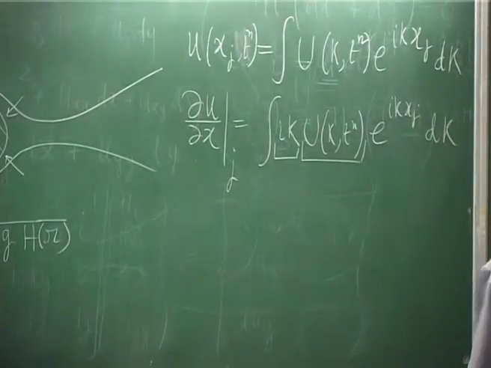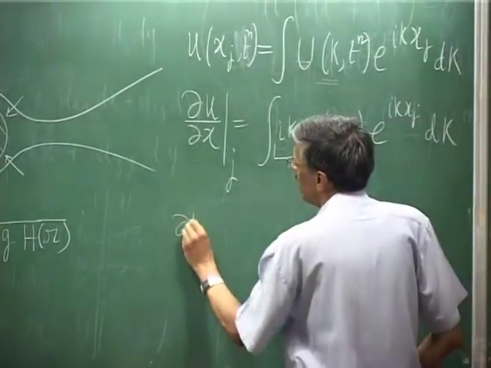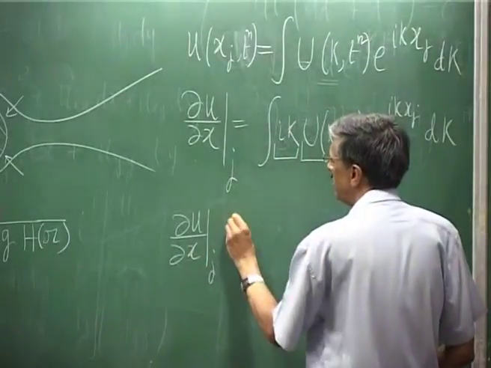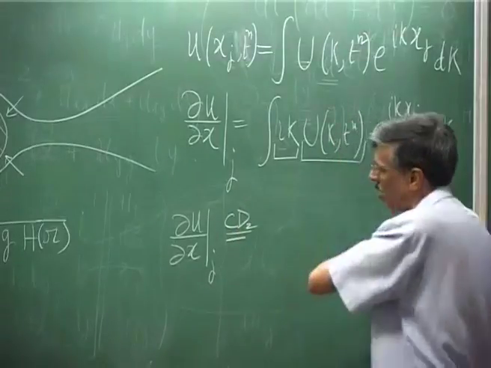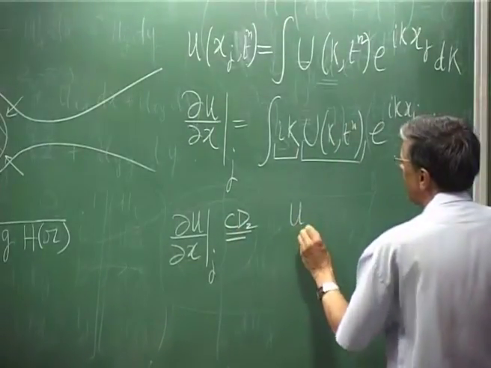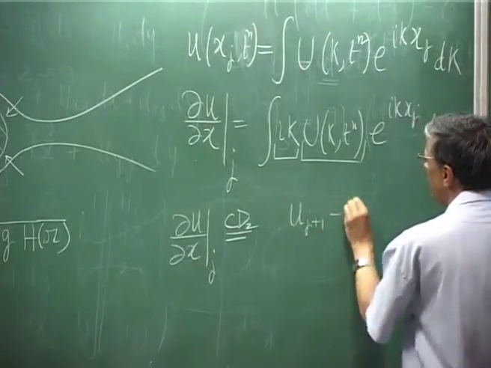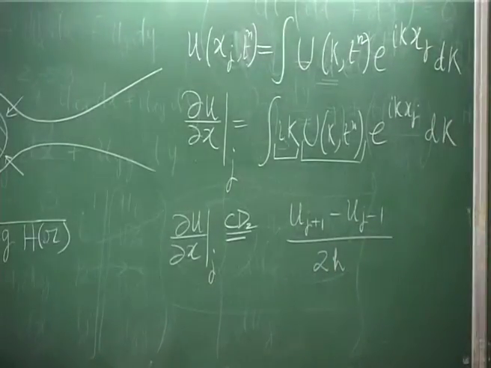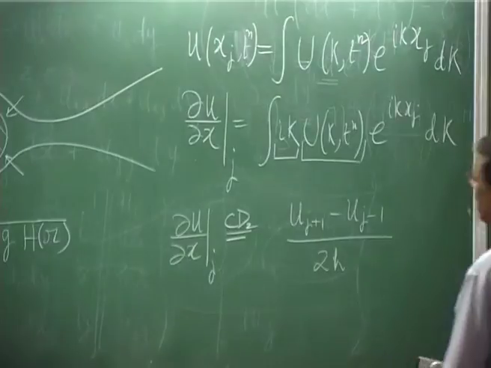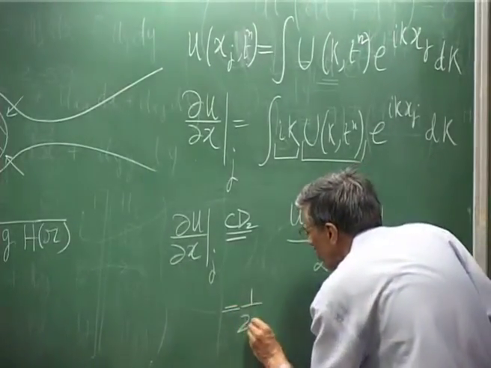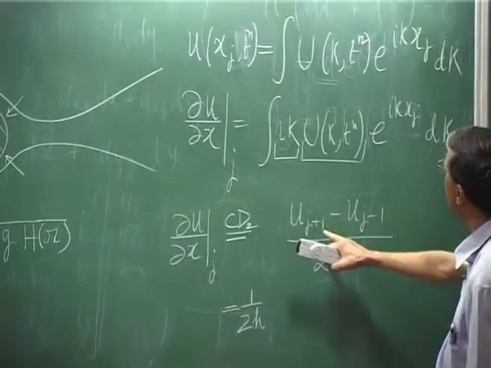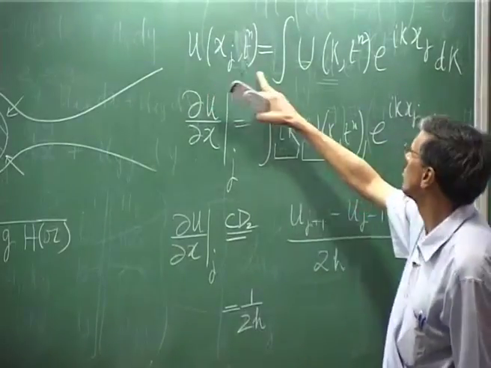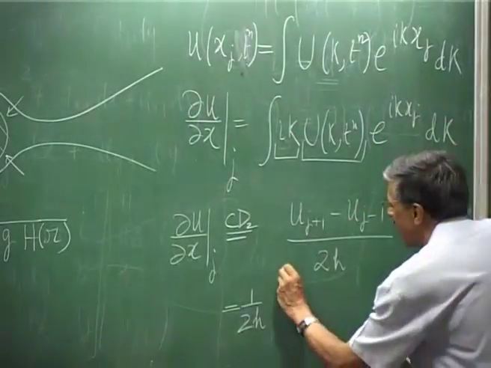However, if I do a discrete computation, let us take an example. Let us say we do it by the second order central differencing scheme, which I will call CD2. So what I would write is (u_{j+1} - u_{j-1}) divided by 2h. I would write 1 over 2h. What do I write? u_{j+1} means I am putting in here x_{j+1}. So I can use that expression. So I can write it like this.